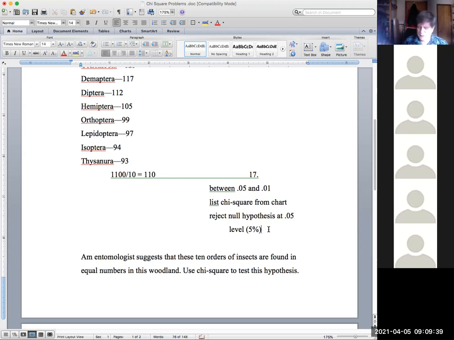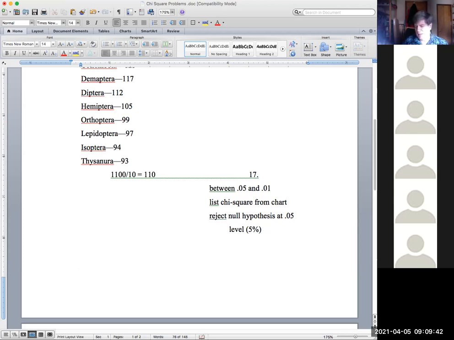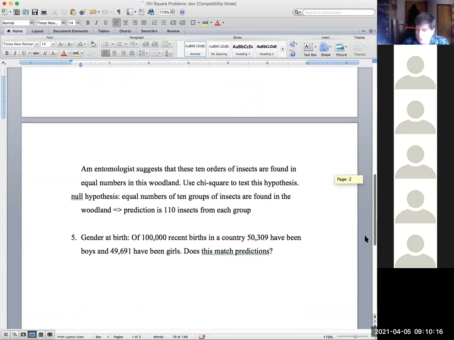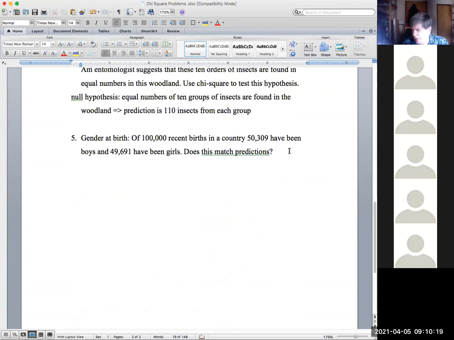Anytime you reject the null hypothesis, that means the results are statistically significant. So in this case, we rejected our null hypothesis. You can't reject the null hypothesis at the 0.01 level because when we calculate chi-squared, it isn't quite equal to the value at the 0.01 level. If it was, we could reject it at that level. So let's look at the second one.